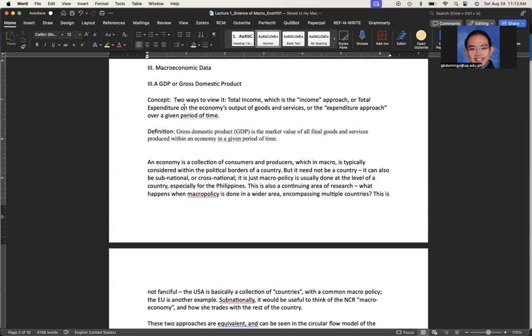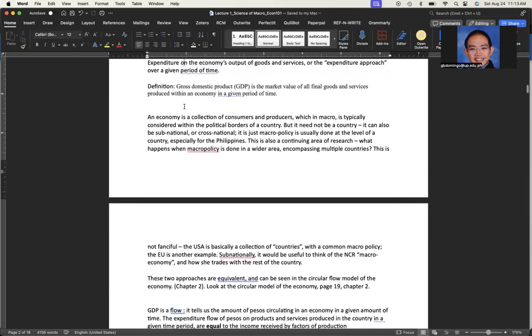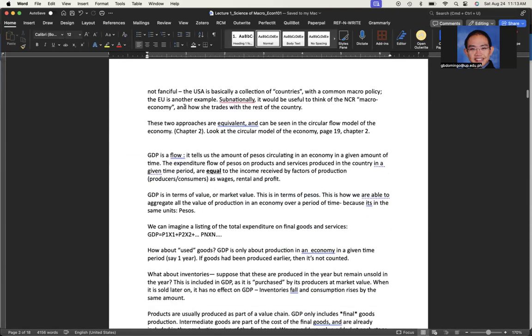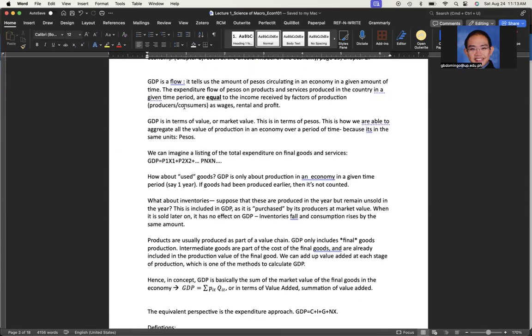And the reason why it's captured in GDP is because of the flow of money, right? The flow of expenditure and the flow of income. If it's just the flow of goods that's moving, then it's not going to be captured by GDP. Okay, so GDP is a flow. We're reminded that GDP is a flow. It tells us the amount of pesos circulating in the economy in a given amount of time, the expenditure flow on pesos of products and services produced in the country in a given period of time are equal to the income received by these factors of production.